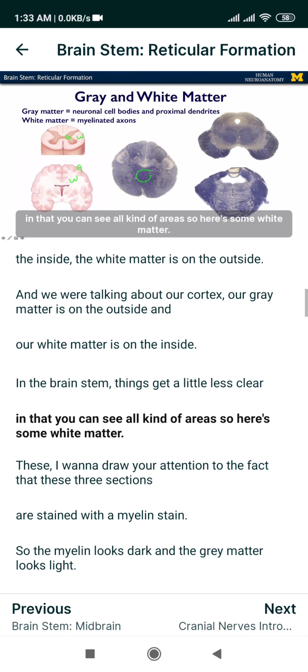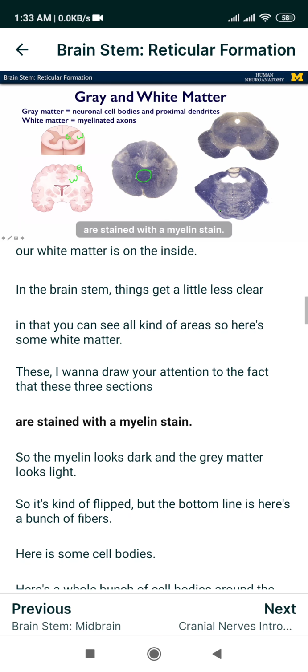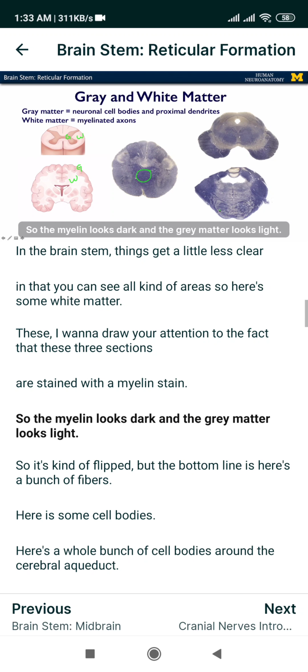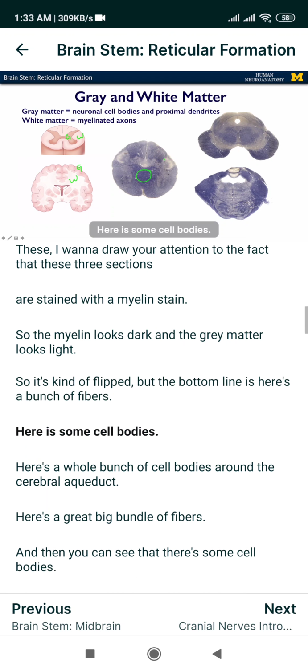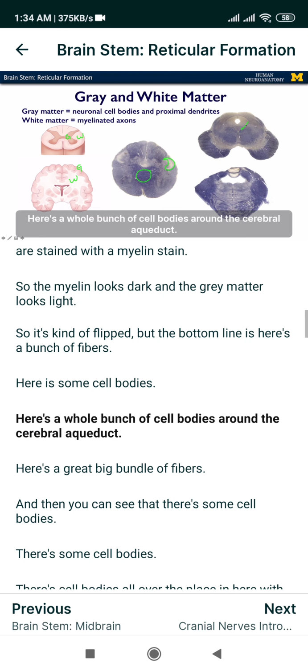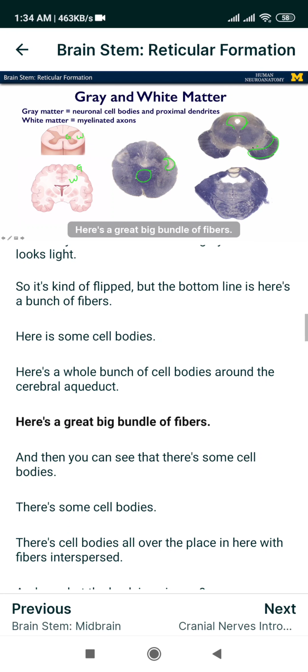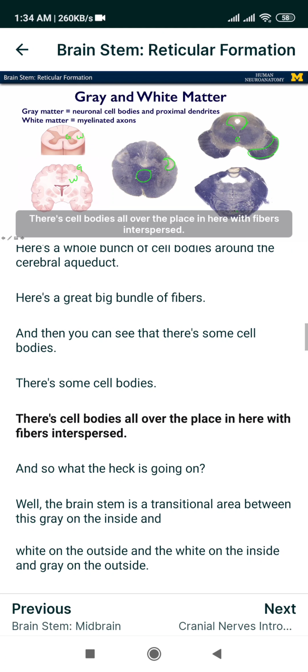In the brainstem, things get a little less clear in that you can see all kinds of areas. So here's some white matter. I want to draw your attention to the fact that these three sections are stained with a myelin stain. So the myelin looks dark and the gray matter looks light. So it's kind of flipped. But the bottom line is, here's a bunch of fibers. Here is some cell bodies. Here's a whole bunch of cell bodies around the cerebral aqueduct. Here's a great big bundle of fibers. And then you can see that, oh, there's some cell bodies. There's cell bodies all over the place in here with fibers interspersed.